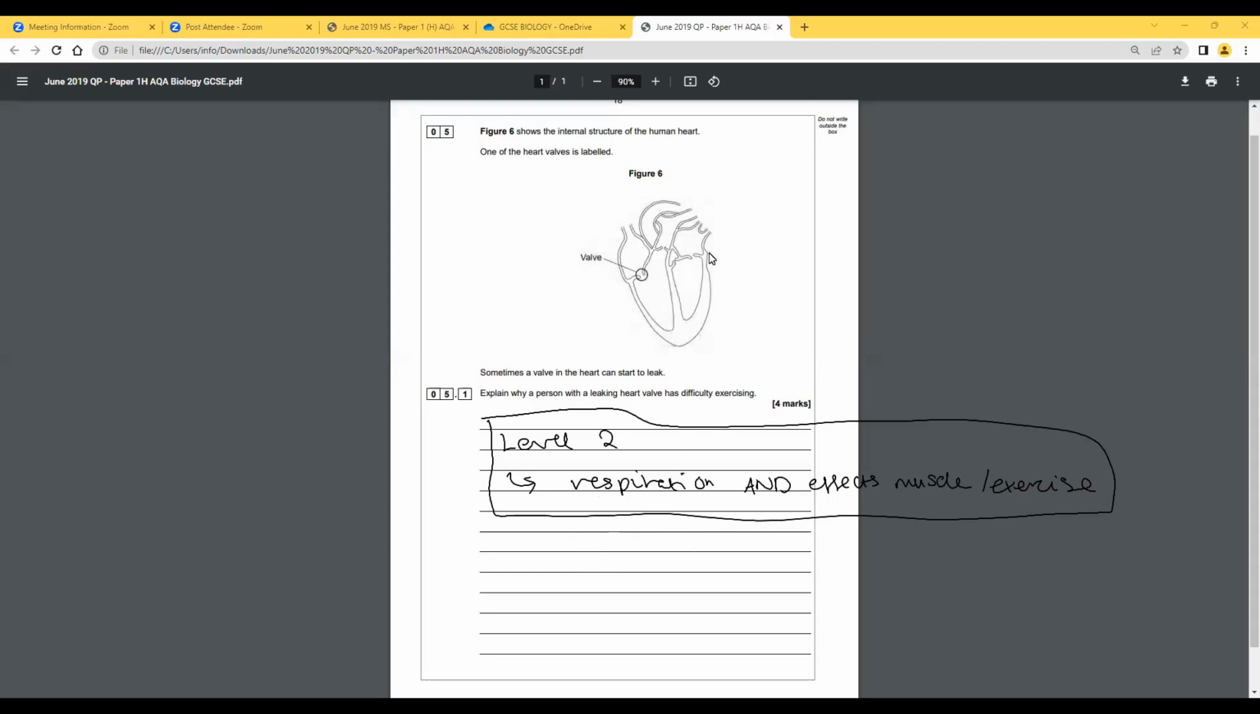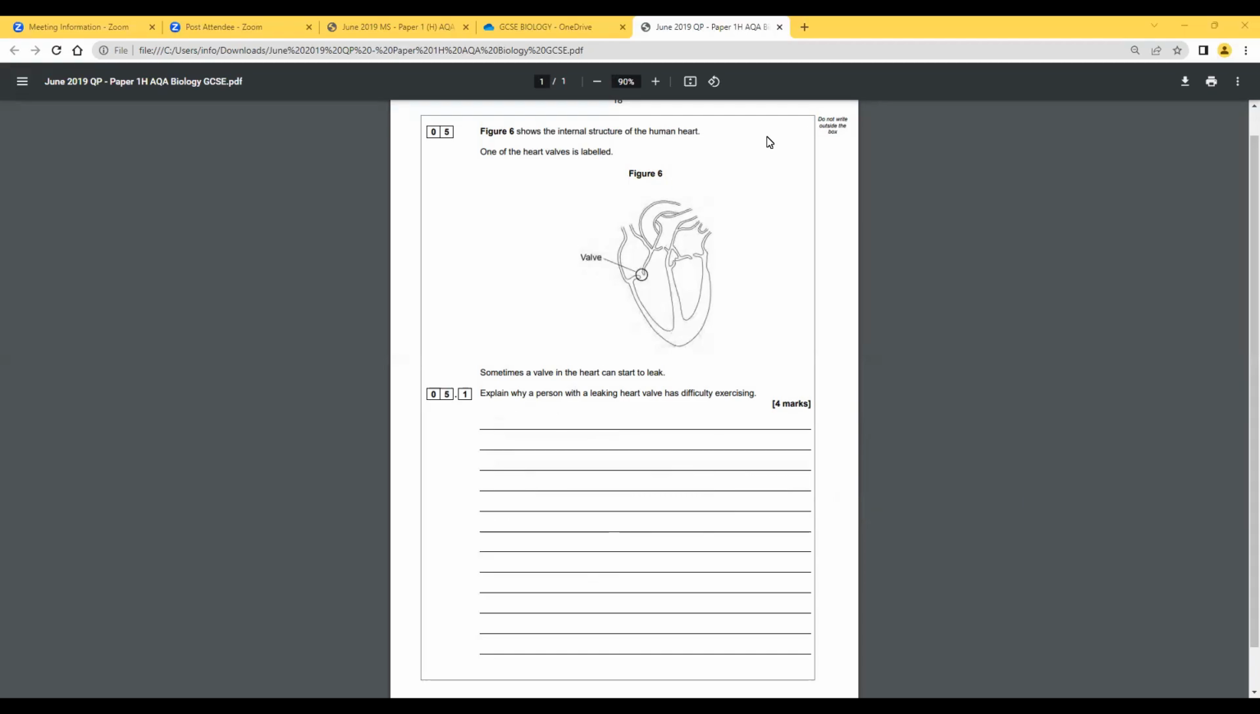So hopefully this helped and you got an idea on how you would handle a question like this. Main thing here is obviously your content as well, because that allows you to link all your points together. But that's how you would do that.